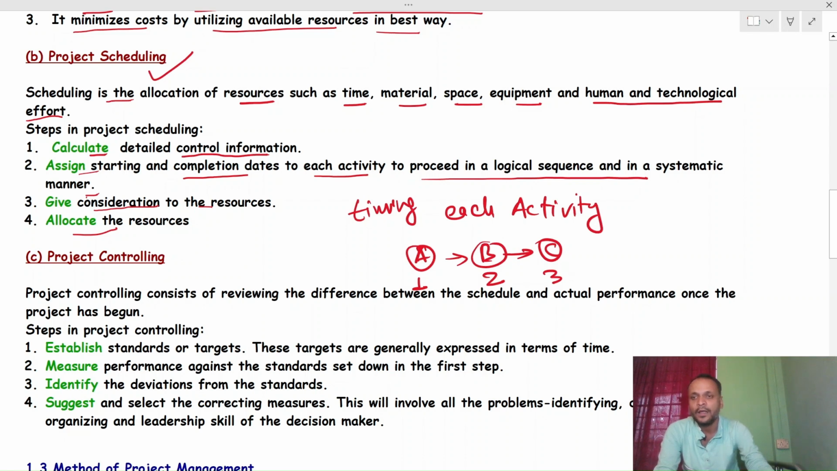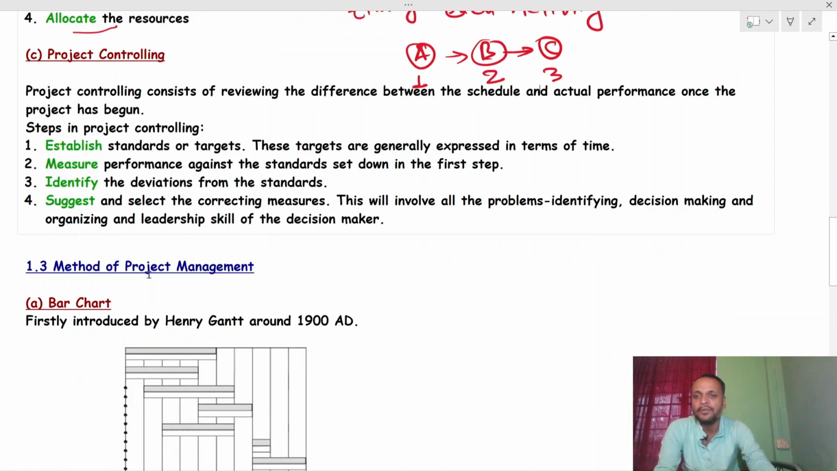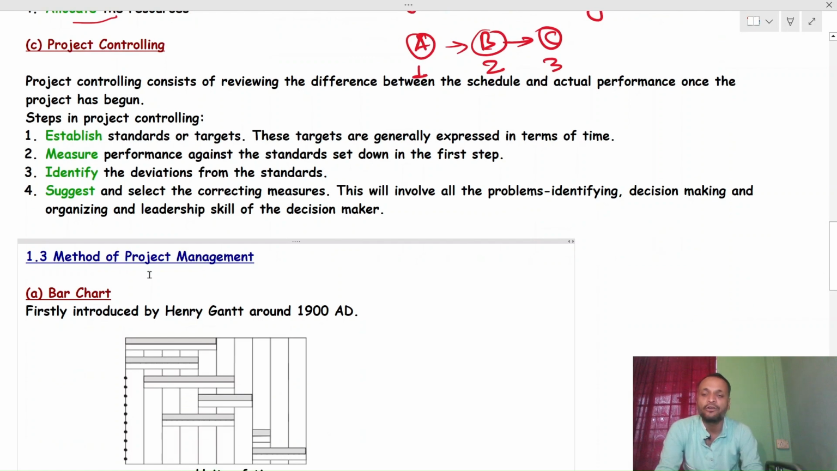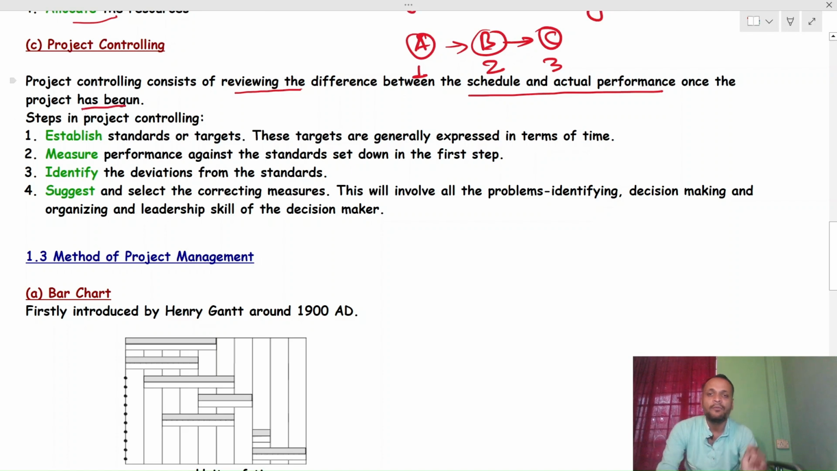After project scheduling, we have project controlling. As I already told, project controlling comes into the picture after the start of the project, right? Project controlling consists of reviewing the differences between the schedule and actual performance once the project has begun. You have already done the planning for each activity, so you have to assess what you planned initially against your actual performance, and that comes under project controlling.